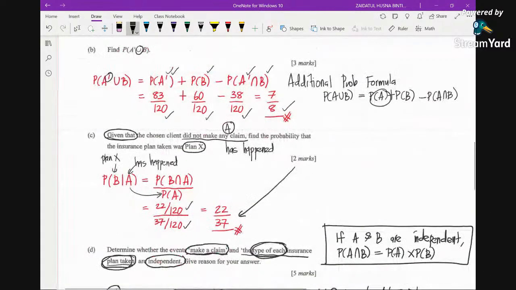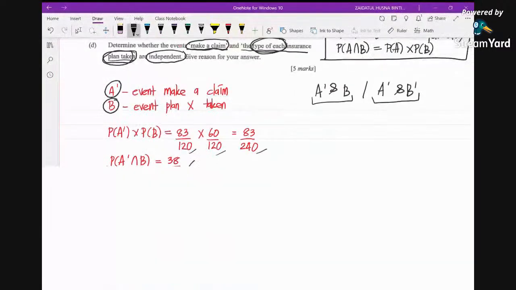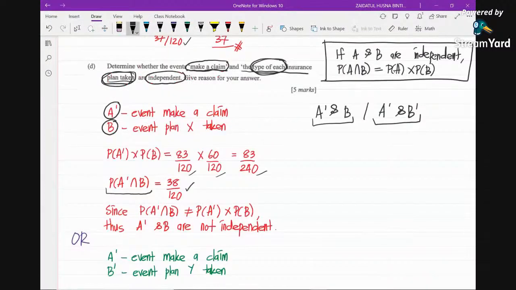If we compare the values, 38 over 120 is not equal to 83 over 240. In terms of value, they are not equal to each other. Thus, we can conclude that A prime and B are not independent. Since the question says give reason for your answer, this is our reason: in terms of values, they are not equal. Probability of A prime intersect B is not equal to probability of A prime multiplied by probability of B.